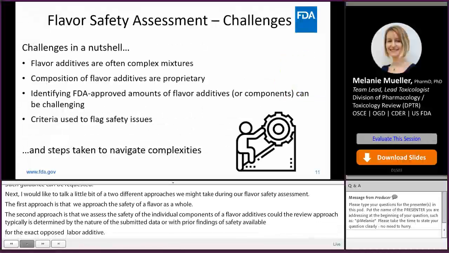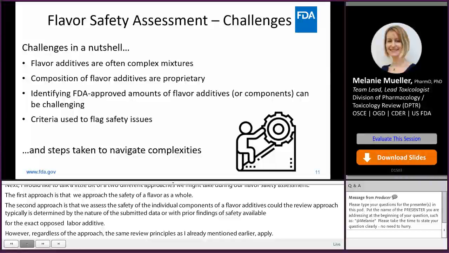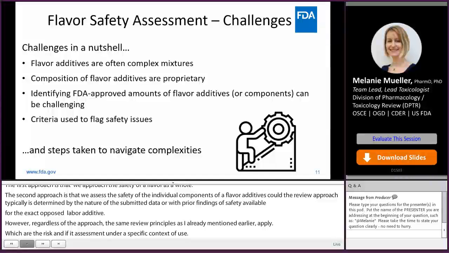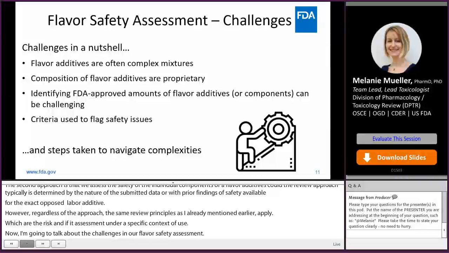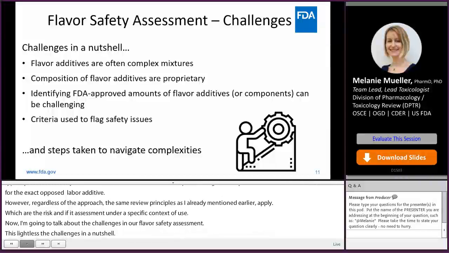Now, I'm going to talk about the challenges we encounter during our flavor safety assessments. This slide lists the challenges in a nutshell, but over the following few minutes, I'm going to dive a little deeper into underlying causes of these challenges and the steps we take to navigate the same.